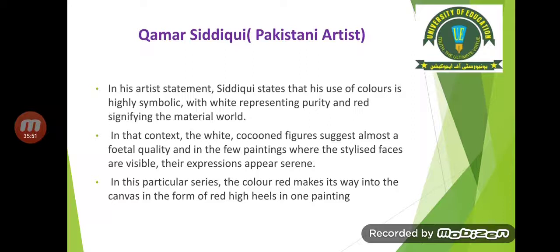In that context, the white cocooned figures suggest almost a fertile quality, and in the few paintings where the stylized faces are visible, their expressions appear serene. So basically, इंसान को एक ककून के अंदर बंद दिखाया गया है. ककून बेसिकली आपको अगर पता हो, रेशम का कीड़ा होता है, सिल्क वॉर्म. He used to make cocoons outside of his body, और उस ककून के अंदर वो रहता है जब तक वो पूरा ग्रोथ नहीं उसकी हो जाती. He got the wings. जब उसकी फुल ग्रोथ हो जाती है, then he used to escape from that cocoon.